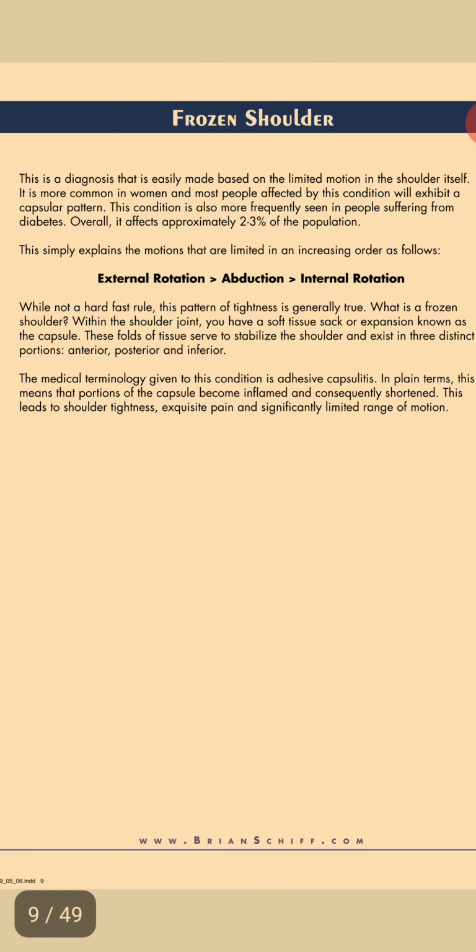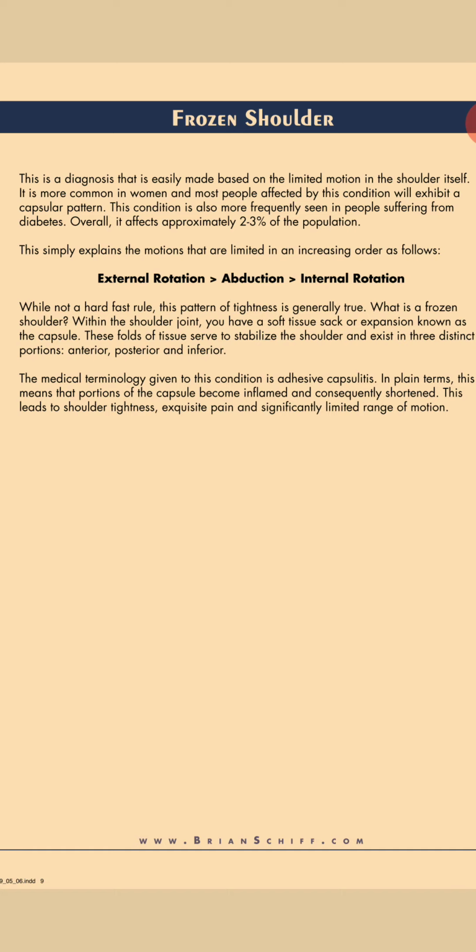Frozen shoulder. This is a diagnosis that is easily made based on the limited motion of the shoulder itself. It is more common in women, and most people affected by this condition will exhibit a capsular pattern. This condition is also more frequently seen in people suffering from diabetes. Overall, it affects approximately 2 to 3% of the population. This simply explains the motions that are limited in an increasing order as follows: external rotation, abduction, internal rotation. While not a hard and fast rule, this pattern of tightness is generally true.